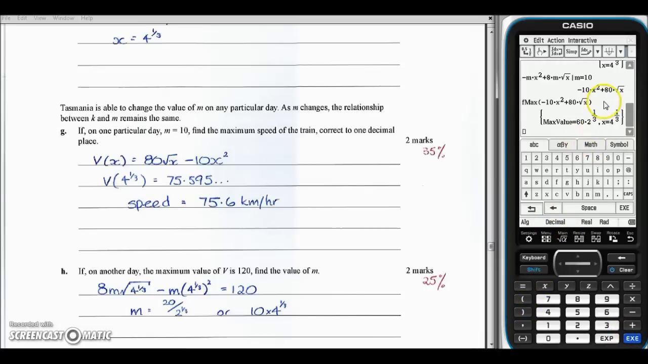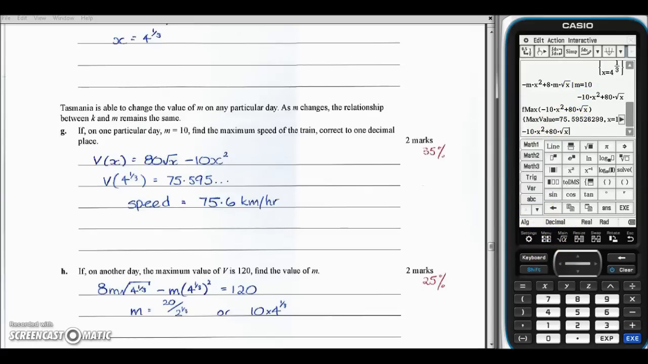There we go. So we're told to have this to 1 decimal place. So the maximum speed is going to be 75.595, which is 6. Of course, I didn't really have to do f max because I'm told that the maximum is when x is equal to 4 to the power of 1/3. So I could have actually just subbed in 4 to the 1/3 into here, and that would have given me the same thing.